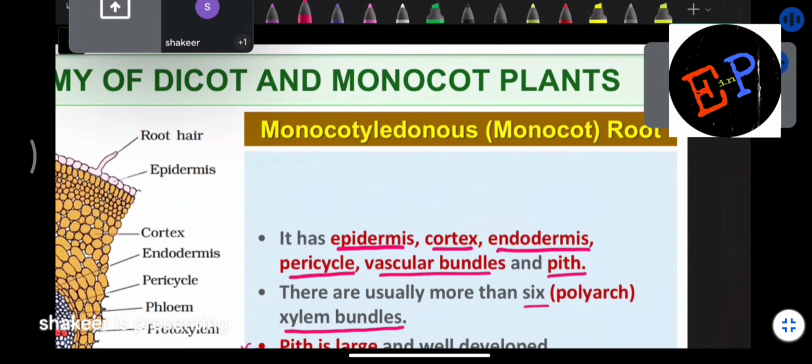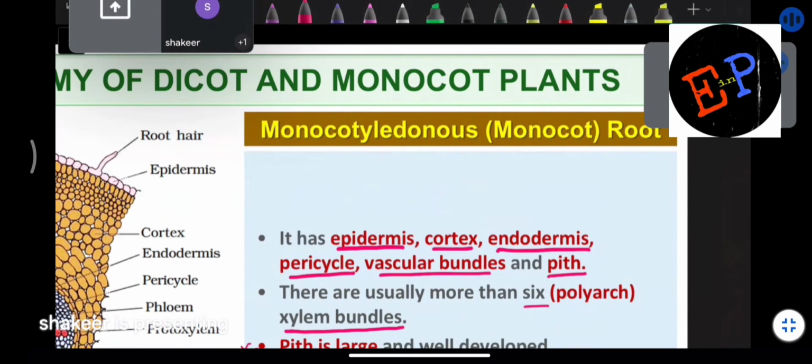Okay, but in the case of monocotyledonous stems, pith is highly developed and it is not inconspicuous. It means here you can differentiate it very easily. Are you able to understand? And its size is also quite big. Okay, and no secondary growth.